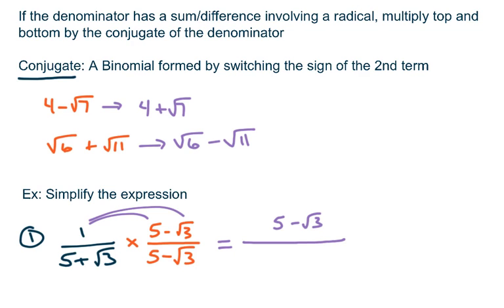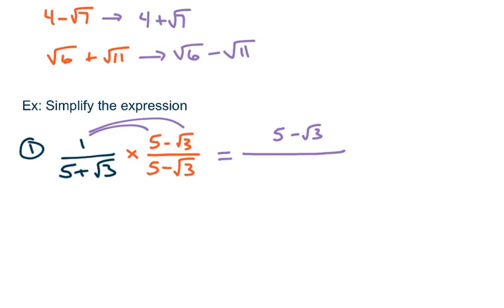The bottom, what we're going to do is FOIL. Hopefully you remember the FOIL method. First, outers, inners, last. So the first term would be 5 times 5, so that's 25. The outside terms would be 5 times the negative square root of 3, so that becomes negative 5 times the square root of 3. We really don't know what that's going to be. Then we go to our inside terms. Positive square root of 3 times positive 5 is positive 5 square root of 3.